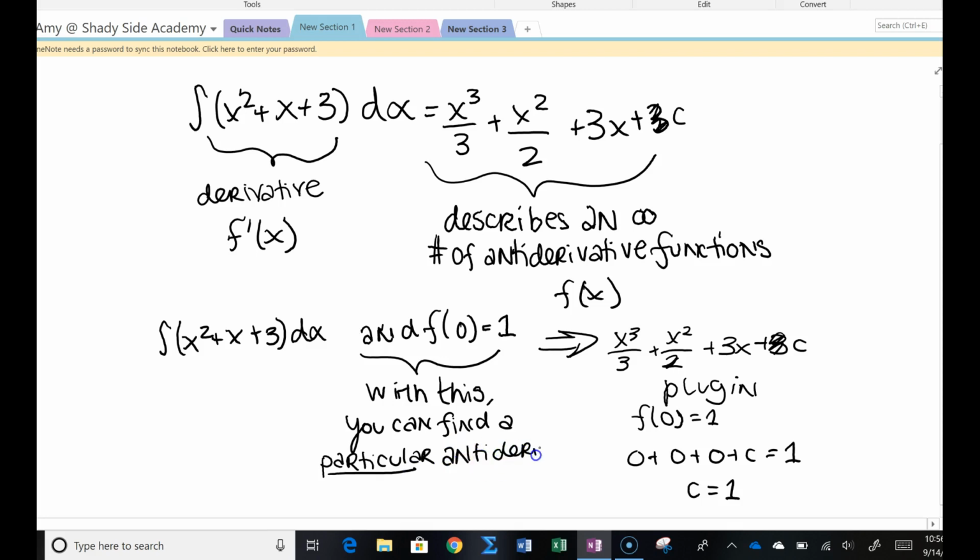Okay? So very, very important. Depending on the task at hand, depending on the given information, your solution will either be an infinite set of functions or a single function. Now, the natural question is, let's go and revisit rectilinear motion. Let's go back and present ourselves with a situation. A particle moves rectilinearly, or I can say on an axis.